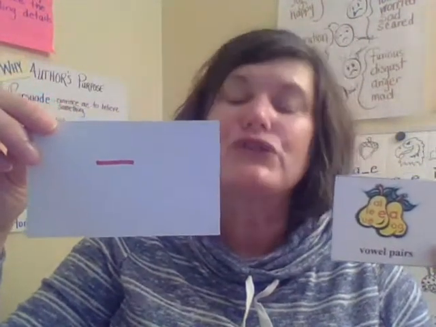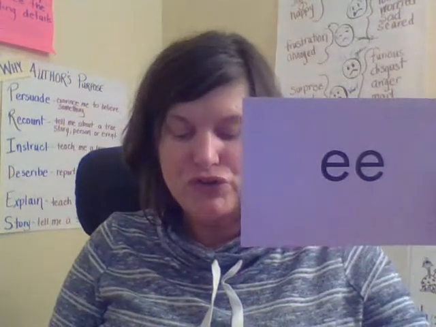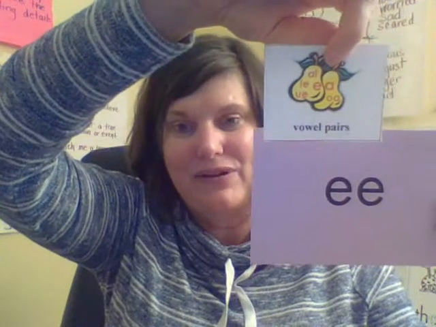Let me get my cue card. This is the symbol we put above vowels to show it's a long vowel sound. When you have a long vowel sound, it is the name of the vowel. So if we have a long E, the sound we're going to hear is E, the actual name of the letter. So the first vowel pair I want to introduce you to is when you have E, E together.